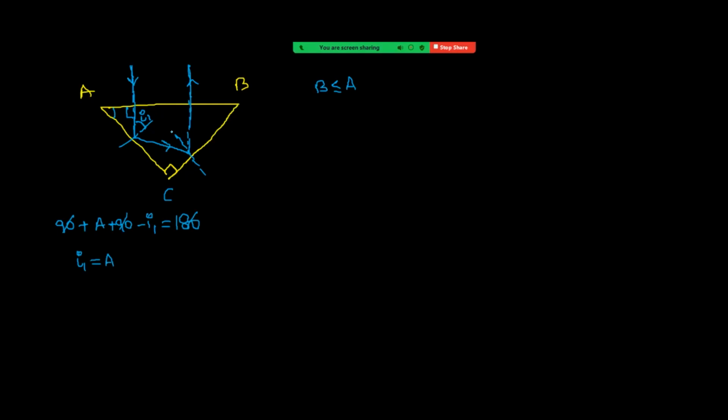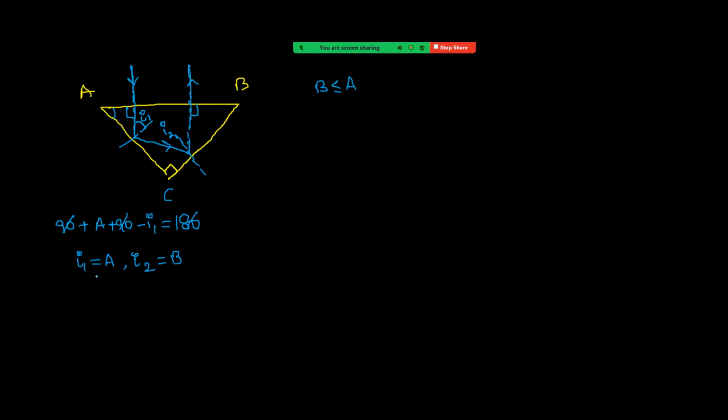Okay. Now coming to here, let us take this angle of incidence as I2. Now again see carefully. This is 90, this is B. This is I2, so the angle of reflection is also I2. This is I2, so remaining is 90 minus I2. So 90 plus B plus 90 minus I2 equal to 180. That implies I2 is equal to B.